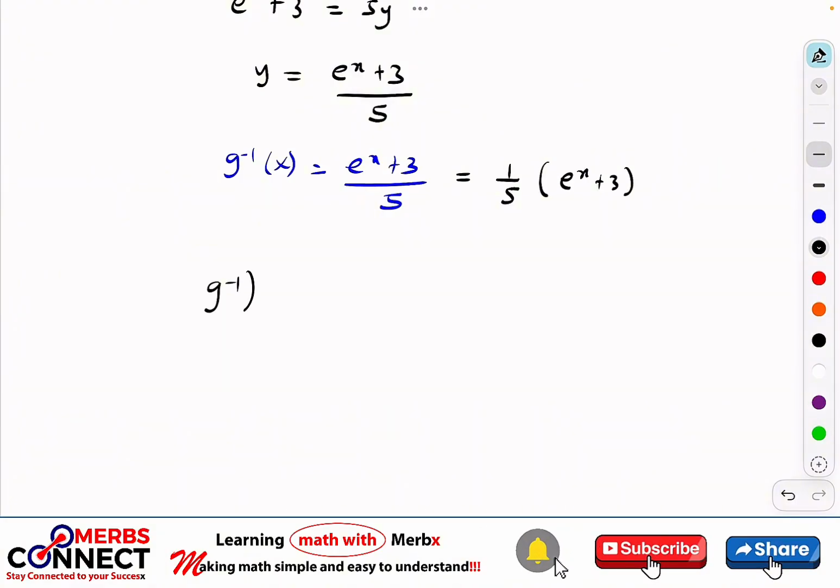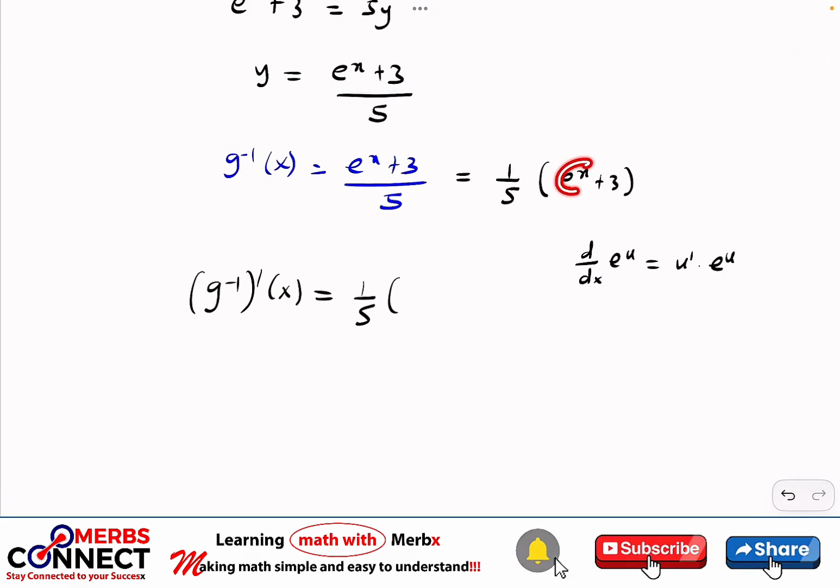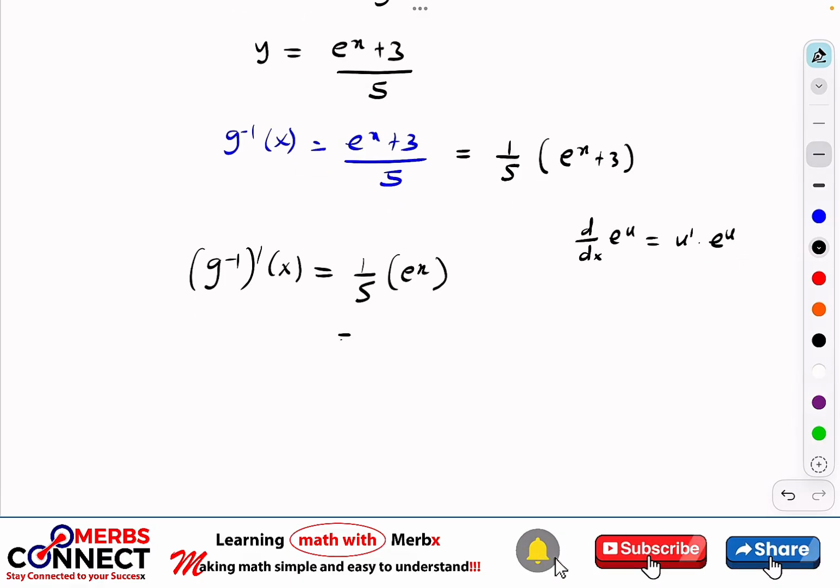So g inverse prime of x will be equal to 1 over 5, but we just need to take the derivative of what is inside the parenthesis, right? But we know that taking the derivative of an exponential function, let me say e to the power u, is just u prime times e to the power u. So when you compare this to this, our u is just x, and we know that x prime is just 1. So when I differentiate e to the power x, we are just going to have this. And when I differentiate a constant, I get 0. So this is what we are going to get at the end of the day. So this is just e to the power x divided by 5.